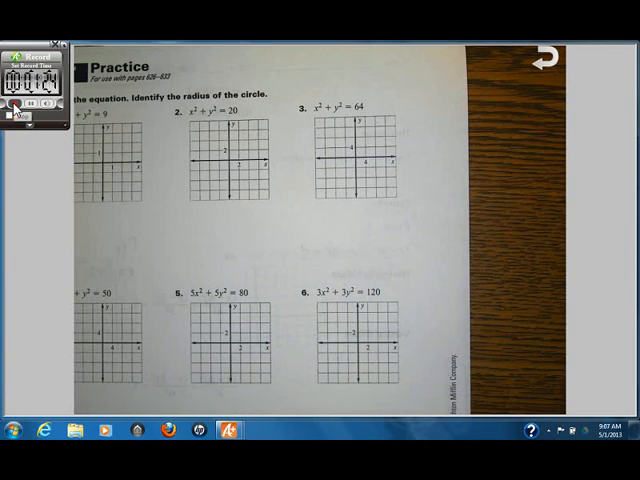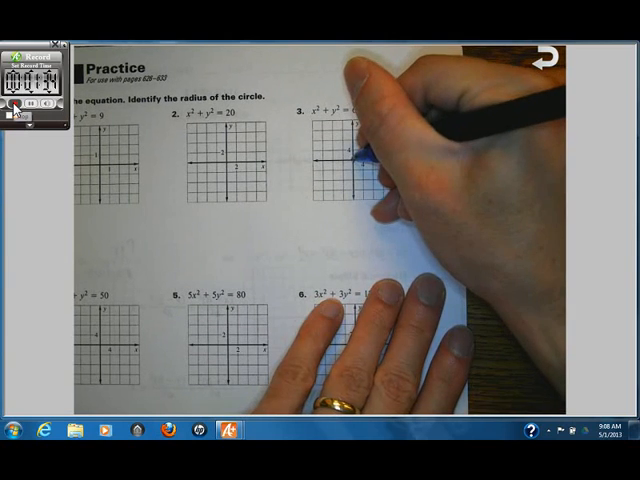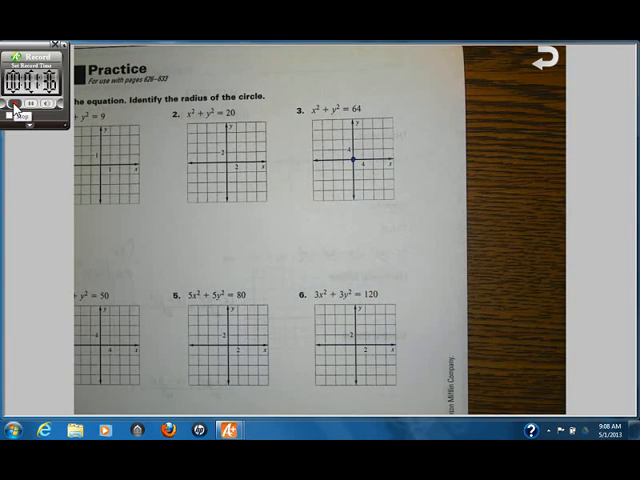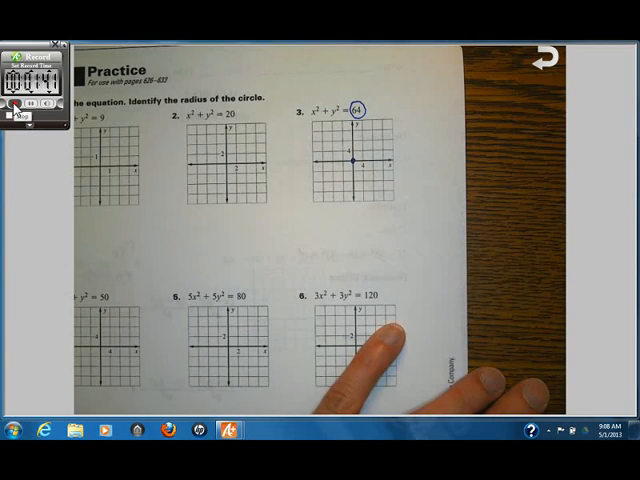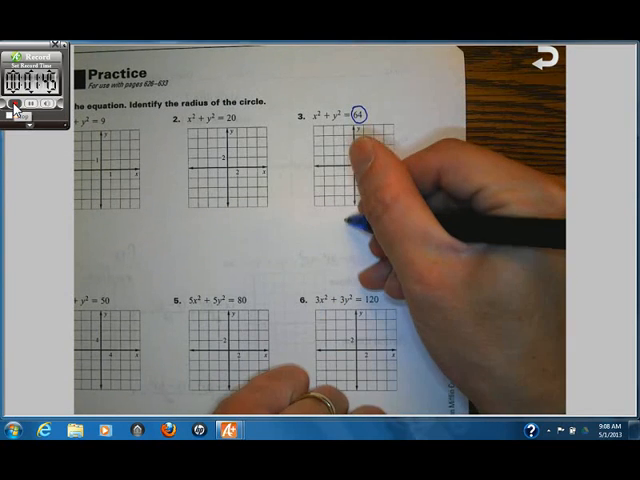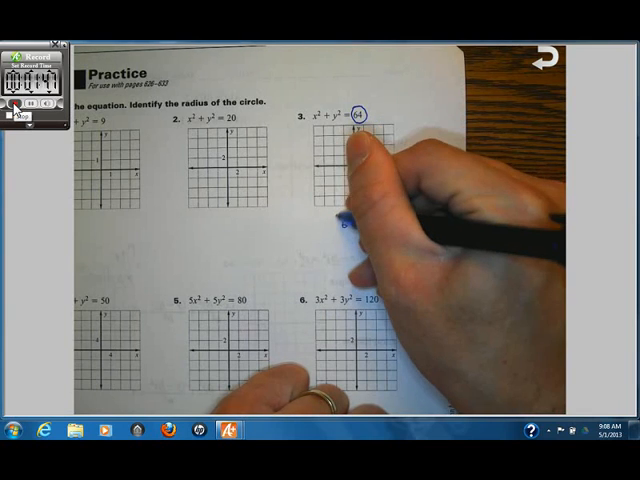What's the word that we use that also means coordinate 0, 0? Starts with an O. Origin. And so we start at the origin, and to find our radius, we look at the constant on the end, and we take its square root. So now we have to ask ourselves, what is the square root of 64? Well, the square root of 64, you should know that from memory, is 8.